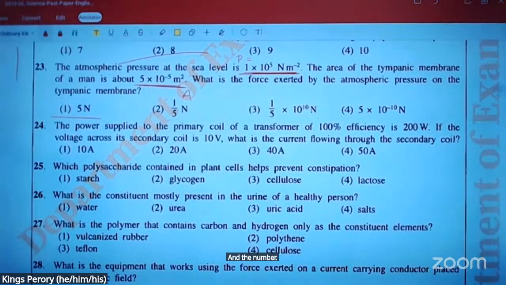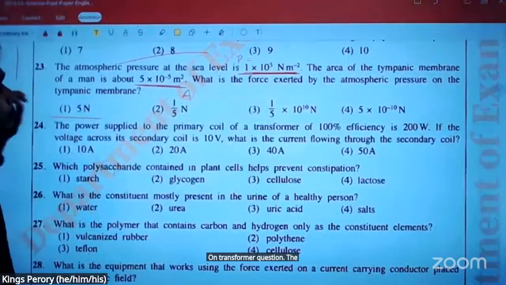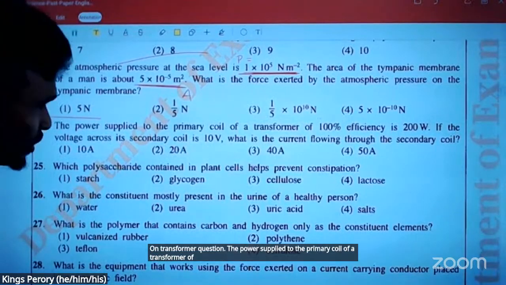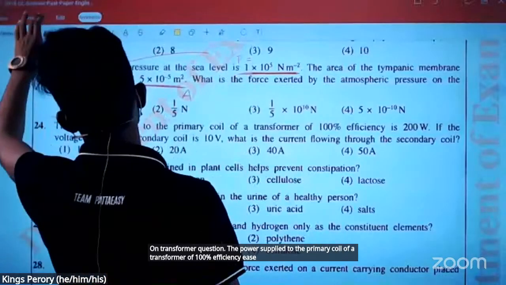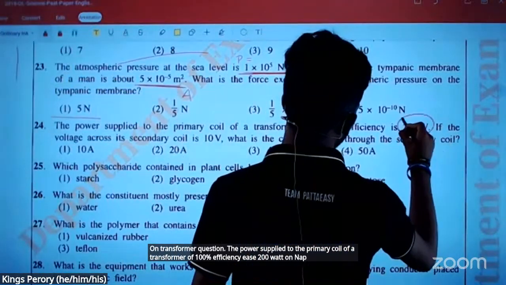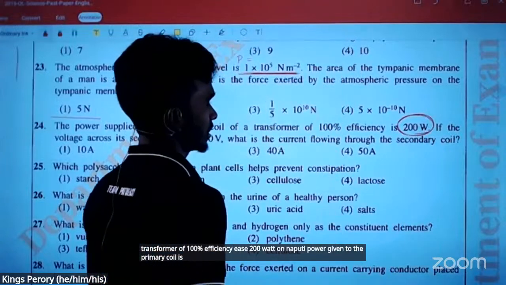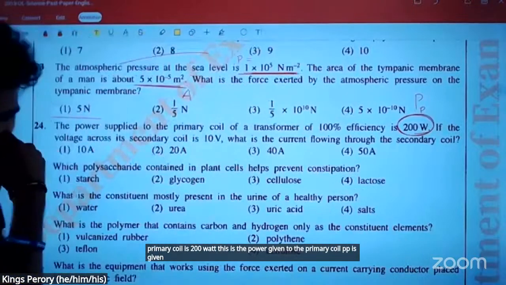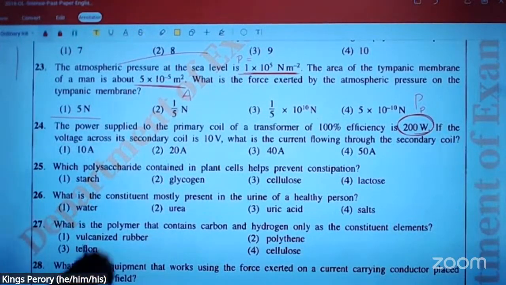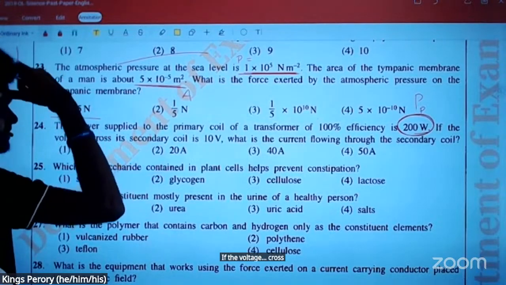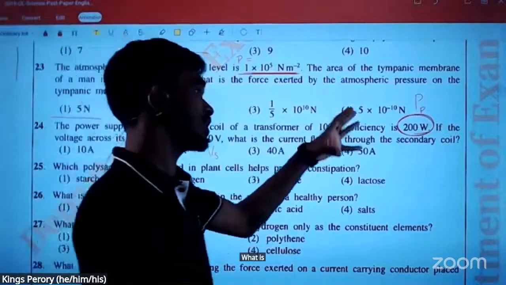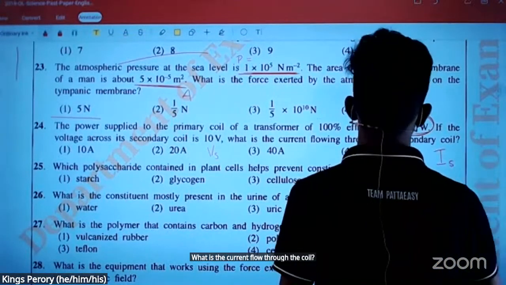Question number 24. On transformer question. The power supplied to the primary coil of a transformer of 100% efficiency is 200 watt. Power given to the primary coil is 200 watt. PP is given. If the voltage across its secondary coil is 10 volt, voltage in secondary coil is given. What is the current flowing through the secondary coil? Current in secondary coil, they are asking.